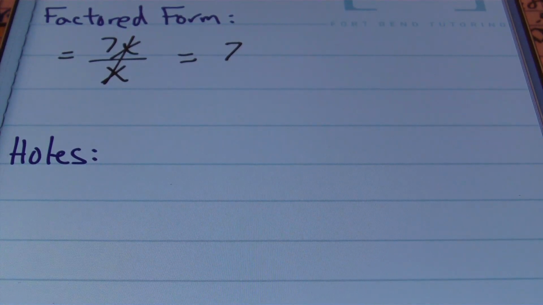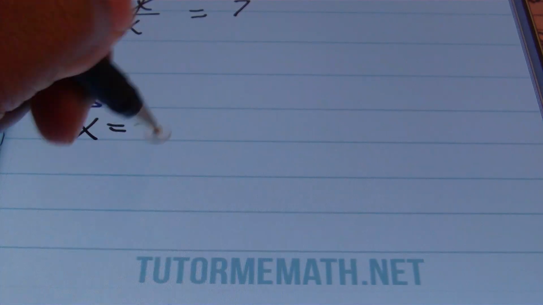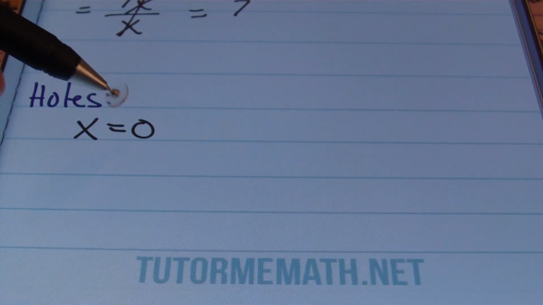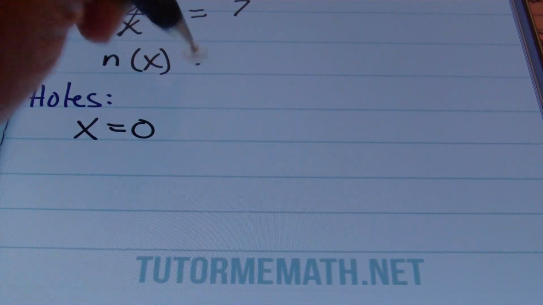And how do you go about finding that hole? Well, first of all, I know that the factor that got canceled out is the variable x. So I'll be taking that variable x and setting it equal to 0 and solving for it. Well, I just did, because x equals 0. Now that you know x equals 0, and every hole is an actual point on the graph, you need to find out what the y value is going to be. You're going to plug it into your simplified form. The simplified form of your equation is n of x equals 7.